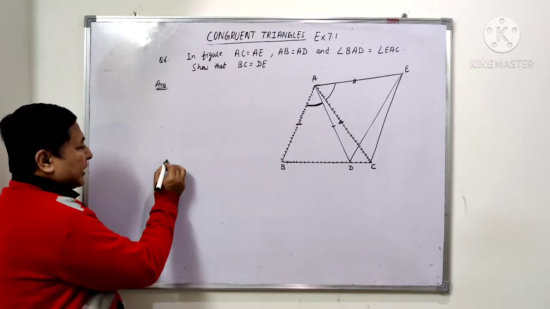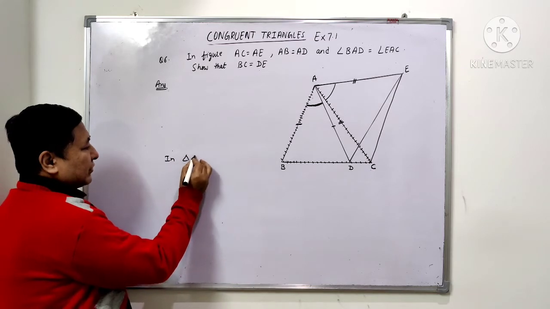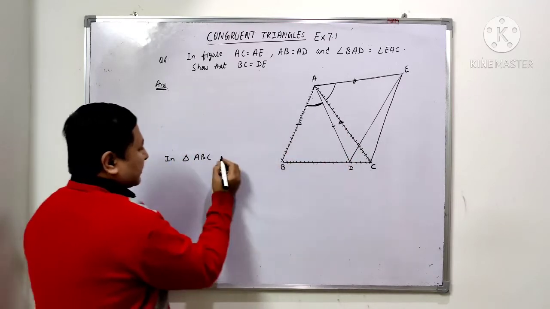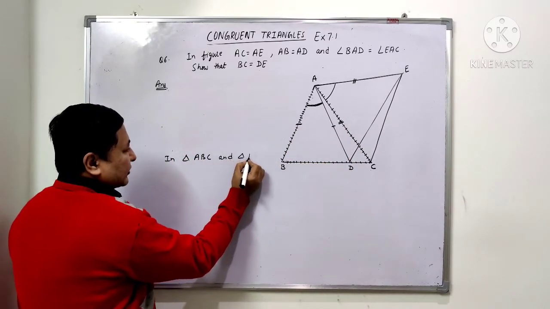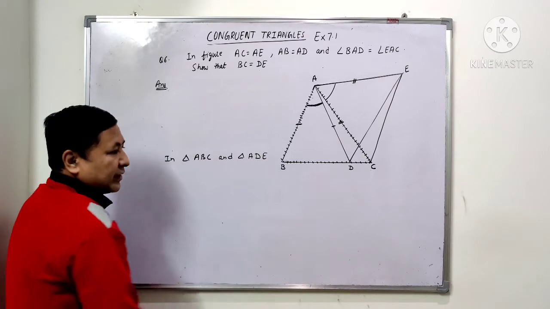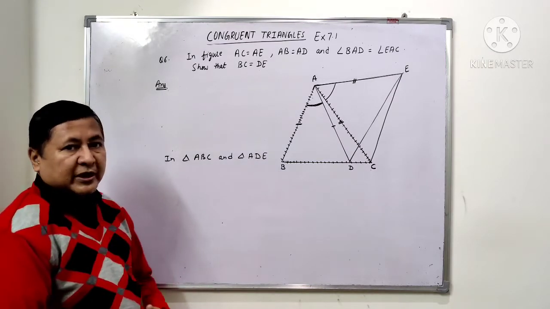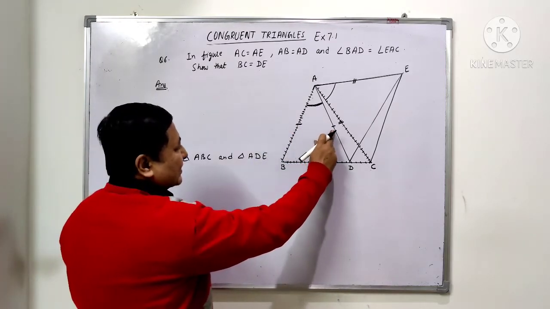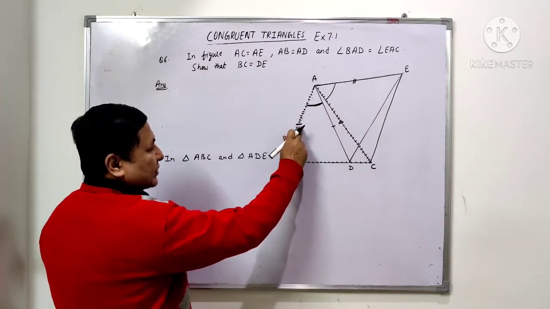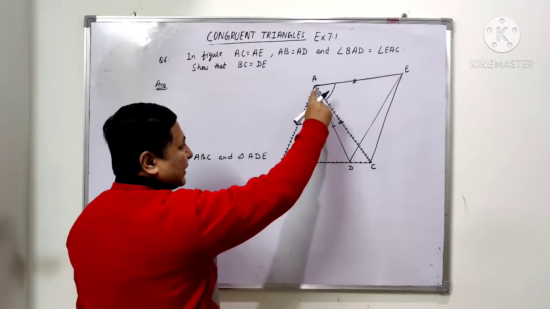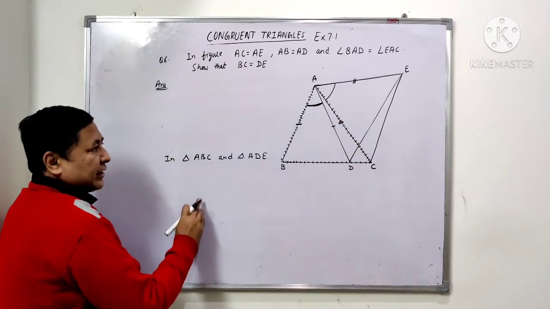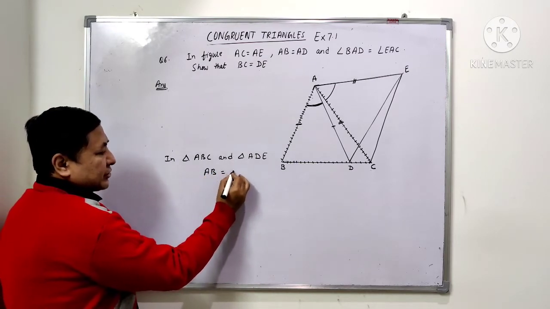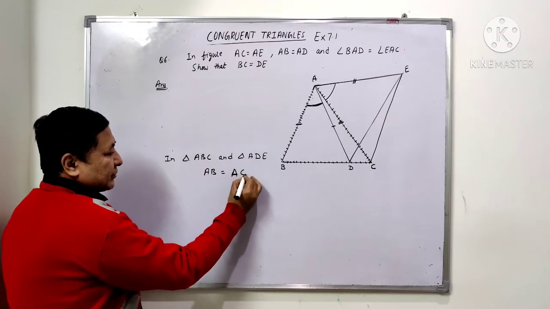Now we have to prove that the two triangles, which I have shaded also, are congruent. You can see triangle ABC and ADE. These two triangles we are going to prove congruent. How do we do that? Let us see what is given in the question. It is given that AB and AD are equal. AB is a side of triangle ABC and AD is a side of triangle ADE, they are equal.